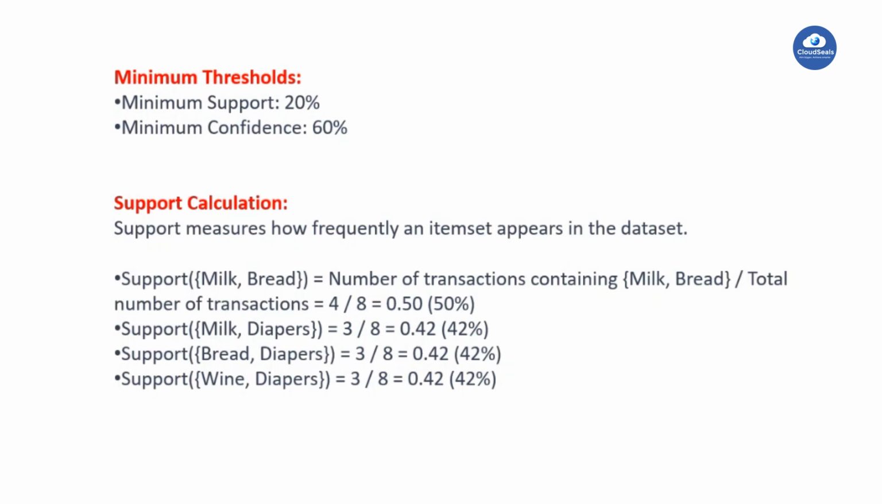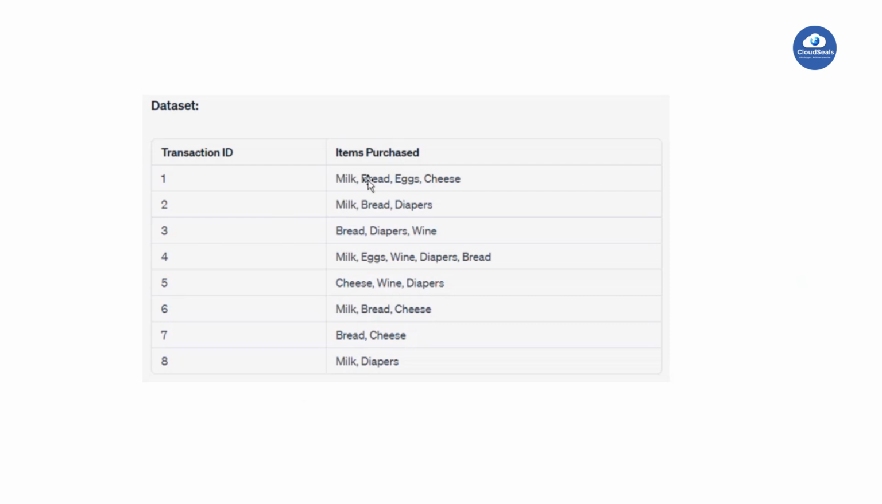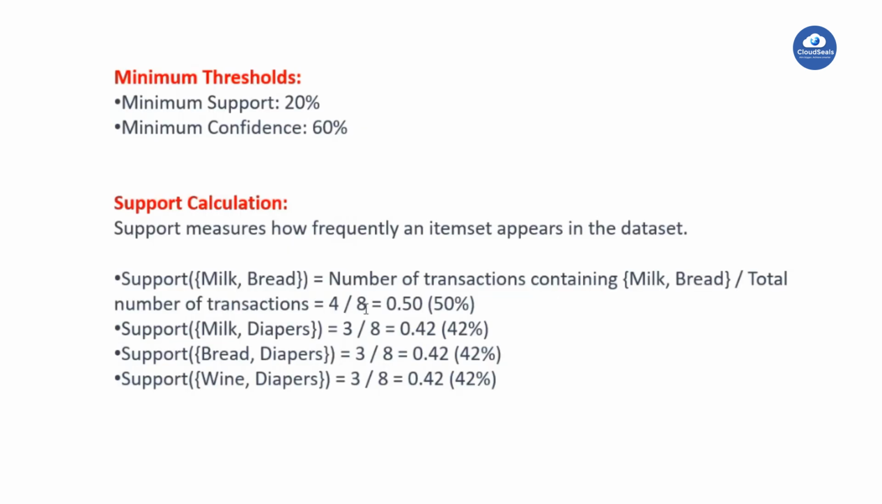Like that, here also the total transactions are 8. Out of these total transactions 8, how many transactions have the milk and bread combination? Let's check. Milk bread 1, milk bread 2. This one doesn't have milk. This one has both milk and bread, that means 3. This one has milk and bread again, 4. So 4 by 8.